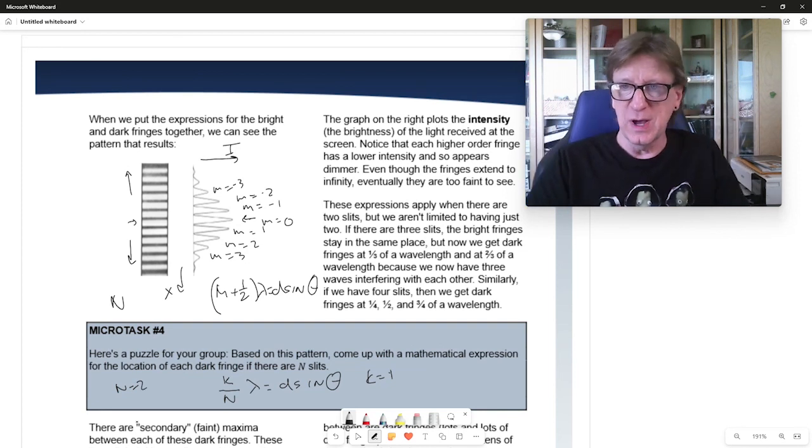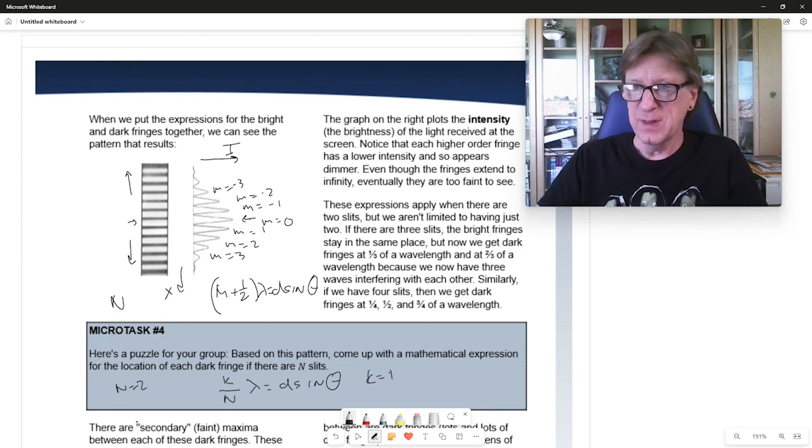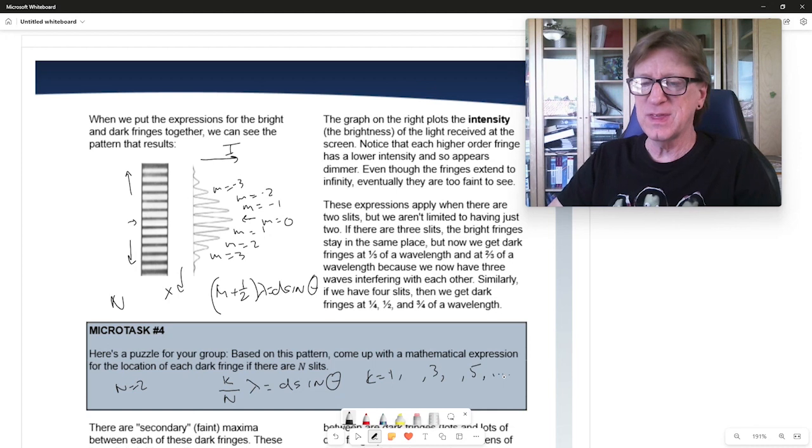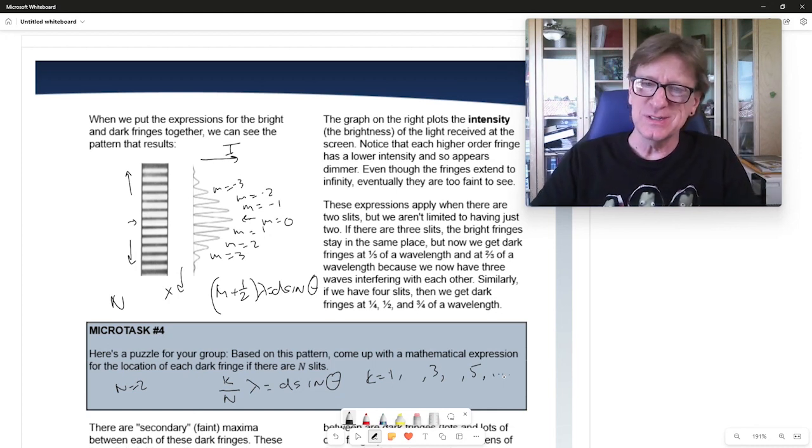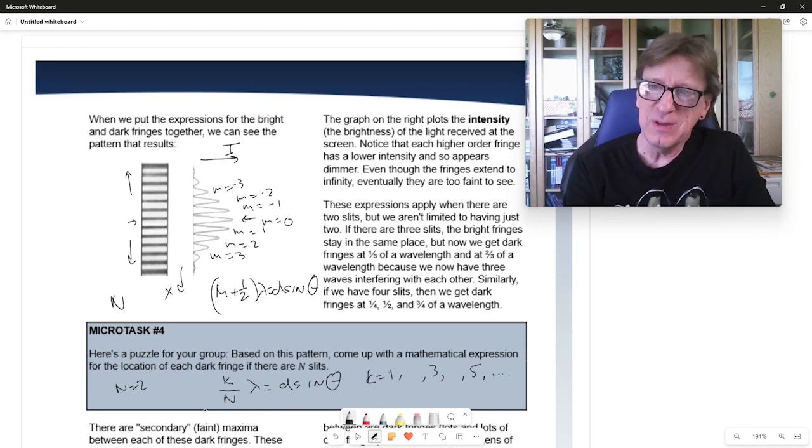If k equals 1, then I get 1/2 lambda. That works. But if k equals 2, that doesn't work, does it? How about 3? Okay, that works, because 3 would be 3 divided by 2, 3/2. And 4 is not going to work, but then 5 is going to work, and so on. And you say, okay, cool, I'll just do all of the odd numbers, until we start to decide, well, what if I have 4 fringes? What if I have 3 fringes?